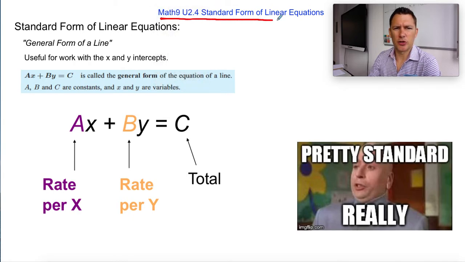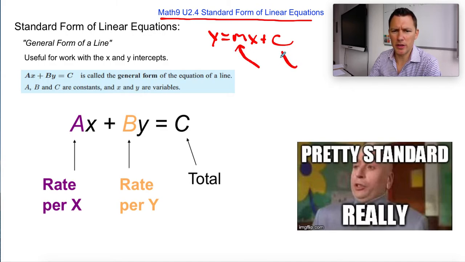So at the top of your notes you can put U2 for standard form of linear equations, and it looks like this. We've seen in the past y equals mx plus c. That's slope-intercept because it has the slope, and it also has the y-intercept. We're going to look at the standard form, also called the general form if you're British, and it looks a little different. It looks like this.